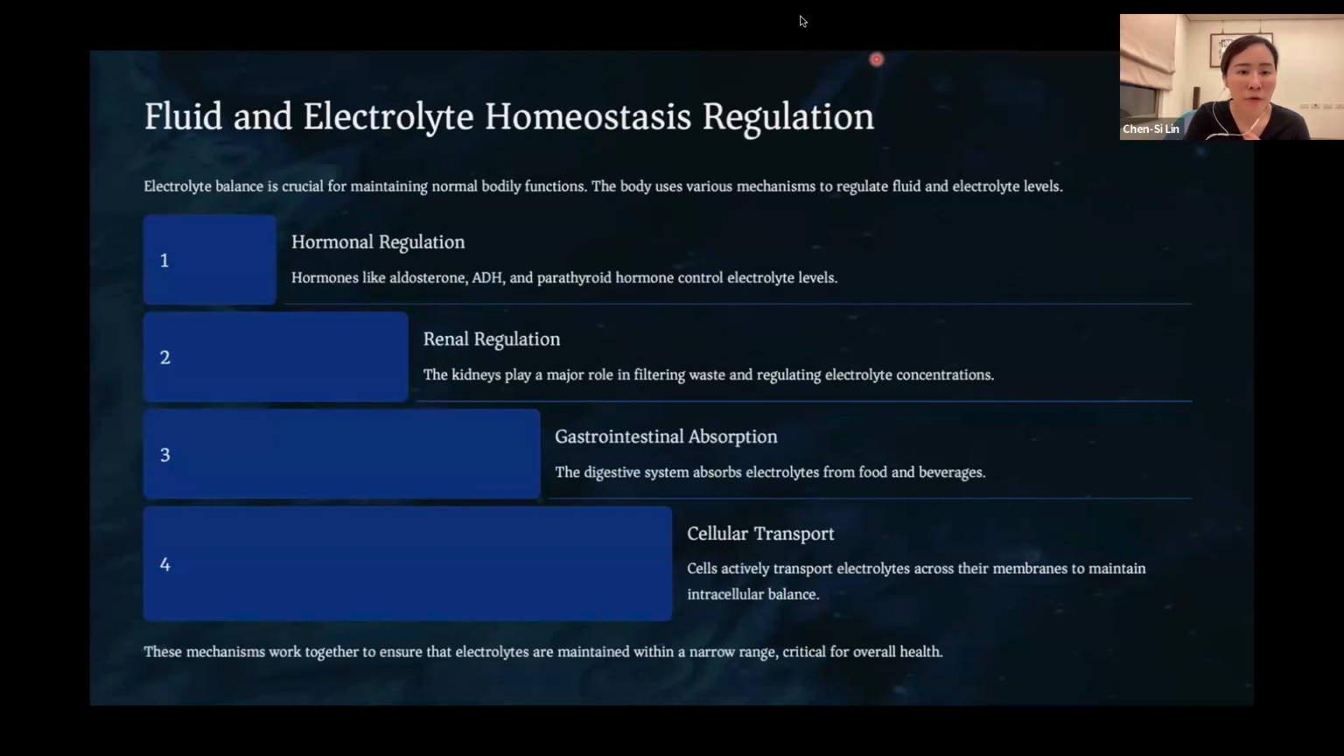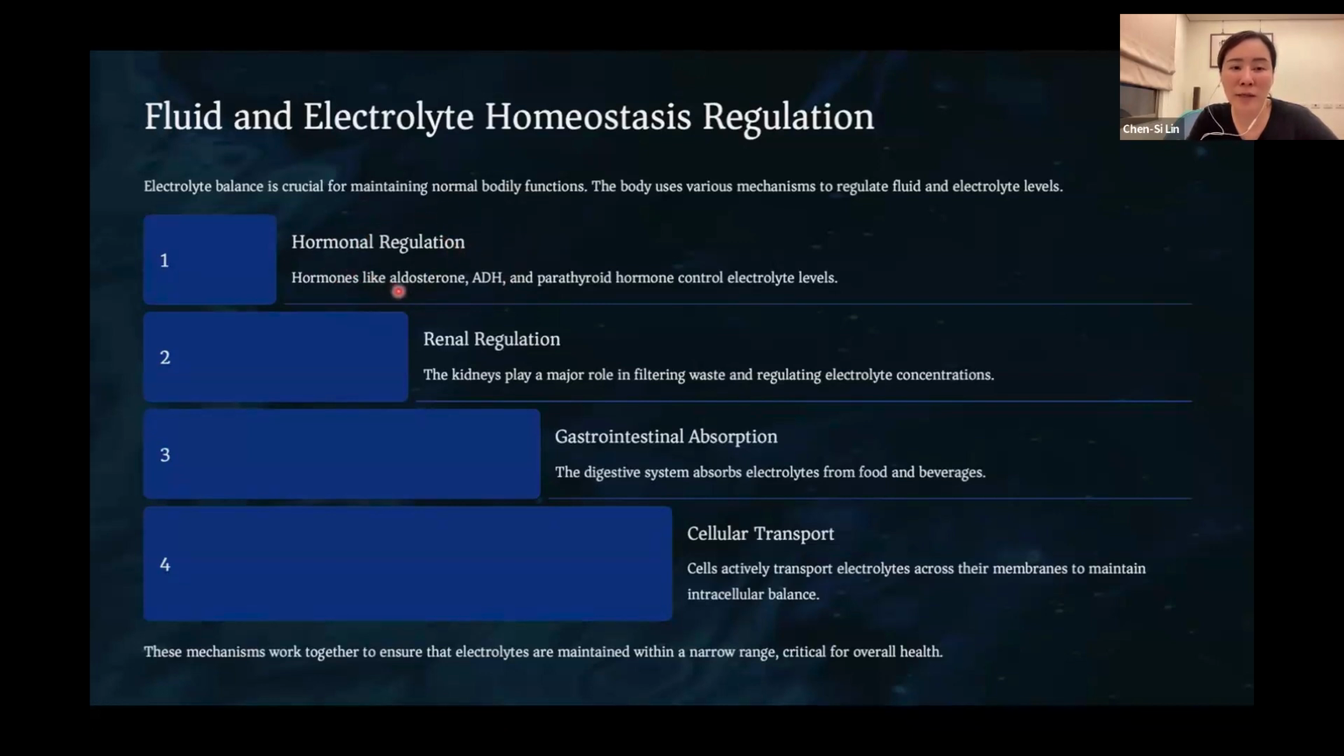So for acid-base balance maintenance, one of the most important things results from electrolyte homeostasis. Just as we mentioned before, there are four aspects we need to focus on to maintain this acid-base balance as well as electrolyte balance.